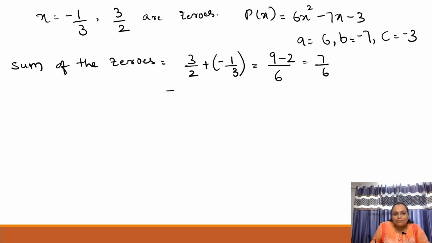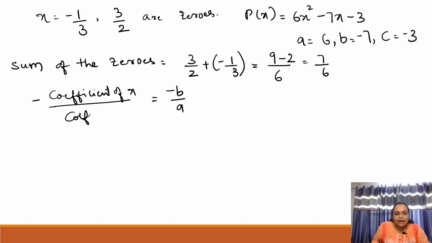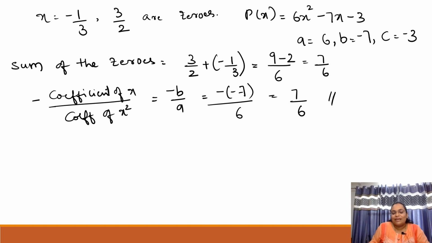Sum of zeros is minus b by a. Correct? What is minus b by a? Minus coefficient of x by coefficient of x square. Right? What is minus b here? Minus b is minus of minus 7 by a is 6, which is 7 by 6, which is verified.